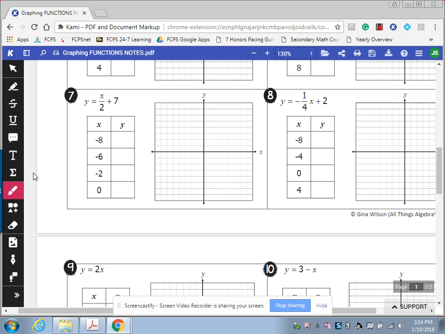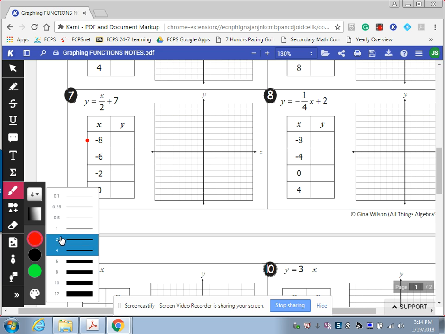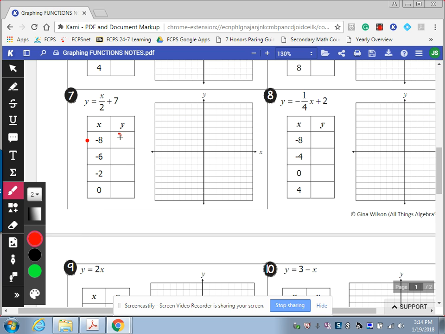So when we plug this in, the first one we're going to plug in, we're going to have -8 over 2. And remember, fractions are the same as division problems. So -8 divided by 2 is just -4. And -4 plus 7 is 3. Okay, keeping it moving. -6 over 2 is just -6 divided by 2, which is -3. And -3 plus 7 is 4. Okay, -2 divided by +2 is -1, and -1 plus 7 is 6.